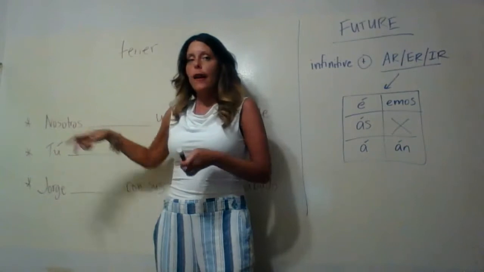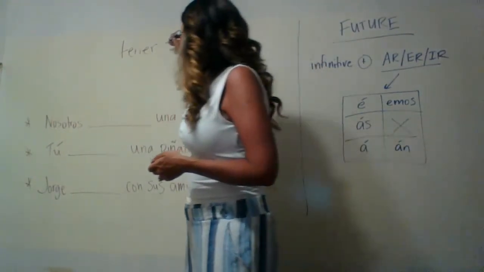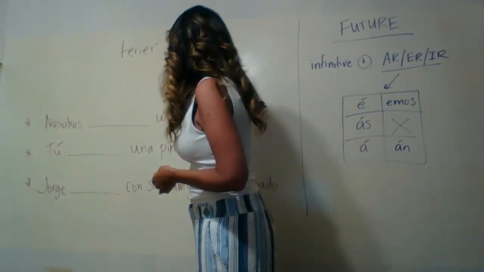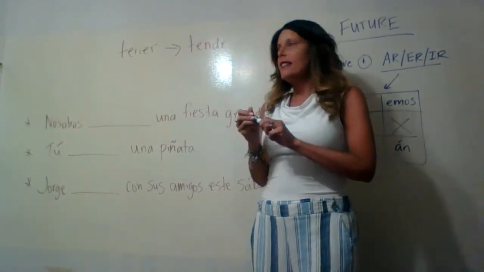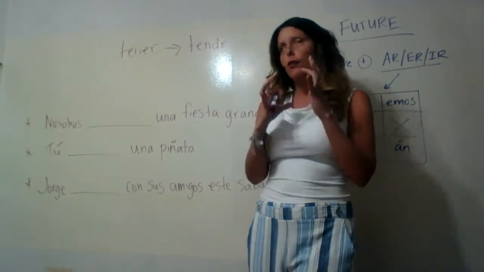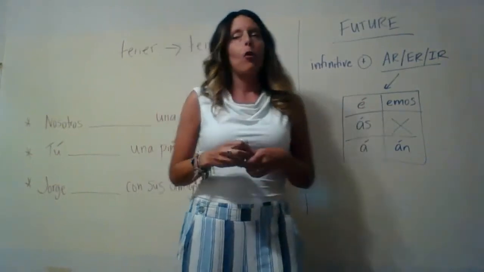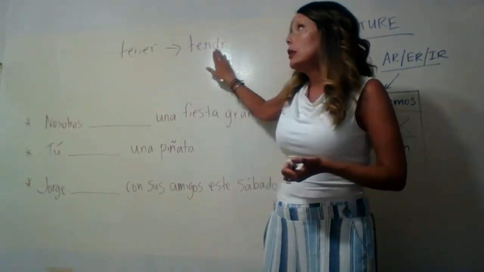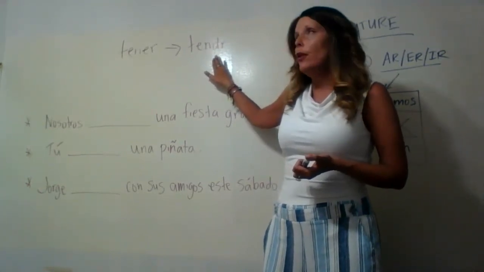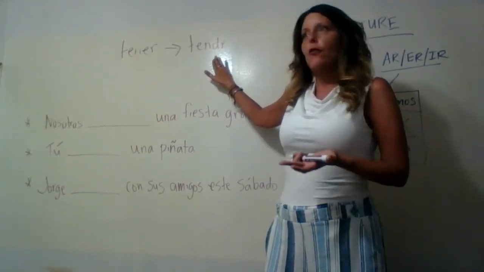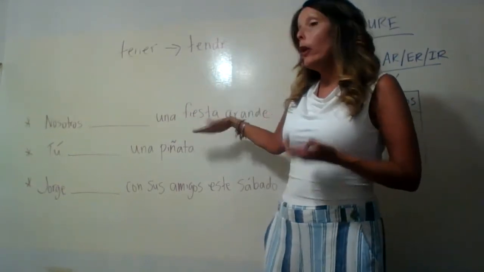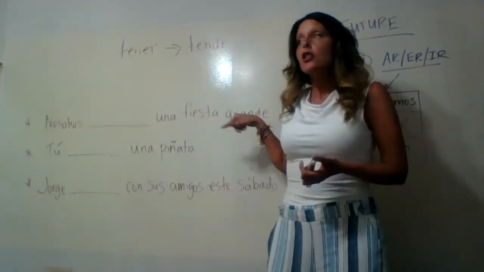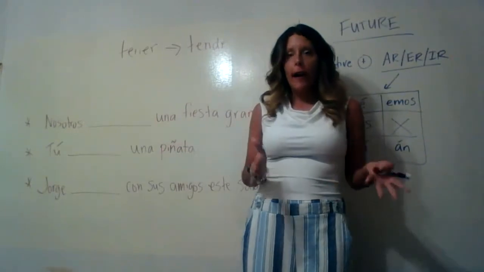For nosotros, we're going to have to memorize an irregular stem. For the verb tener, the irregular stem or irregular root happens to be that. And it looks really weird because it's not a complete word, it's just an irregular stem or root to which one of these endings will be added. So this happens to be spelled T-E-N-D-R. That is the irregular root or stem that needs to be memorized for the verb tener. Remember the verb tener, what does it mean? To have. So just knowing that, we know that this sentence will say, we will have una fiesta grande. A big party, right? So our sentence will say, when we're done with it, we will have a big party.